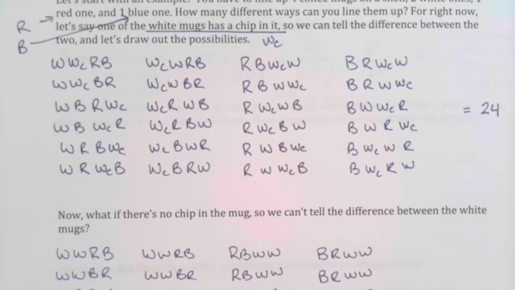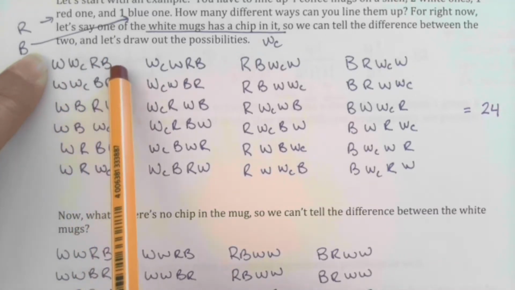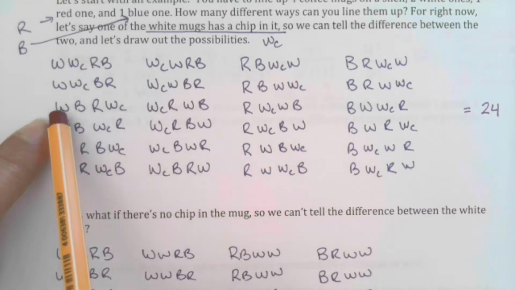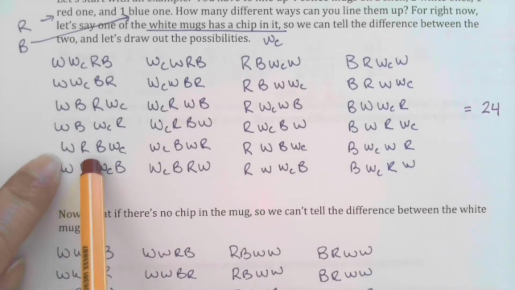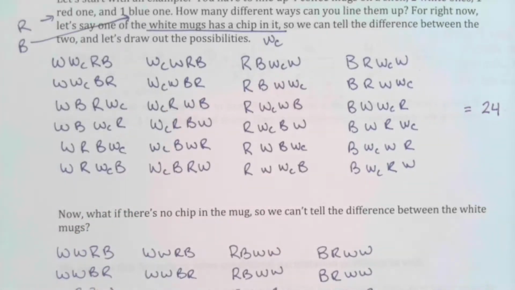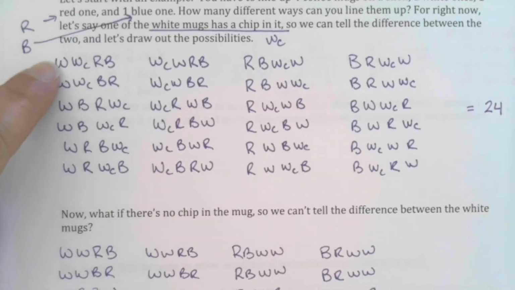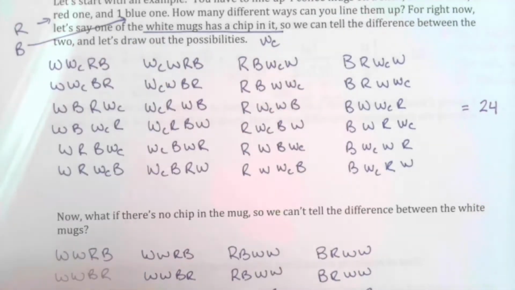So if you draw it all out, you can start with the white one, have white with a chip next, then alternate your red and blue. You could put white, then blue, alternate your red and the white with the chip. White then red, alternate your blue and the white with the chip. If you do this kind of systematically, so I started with all the whites, then I started with all the whites with the chip, then I started with all the reds, then all the blues. You get 24 different lines we could make, or rows of mugs we could make.